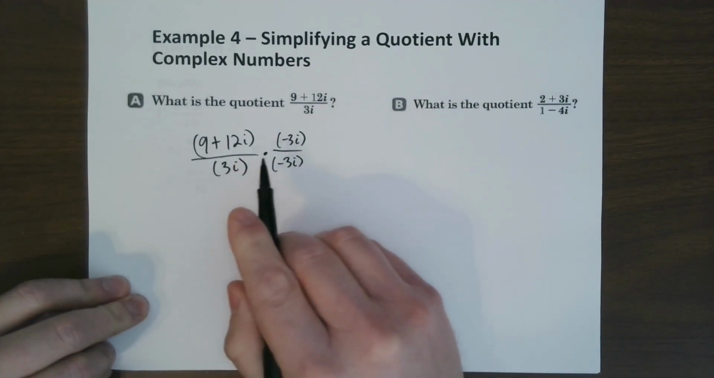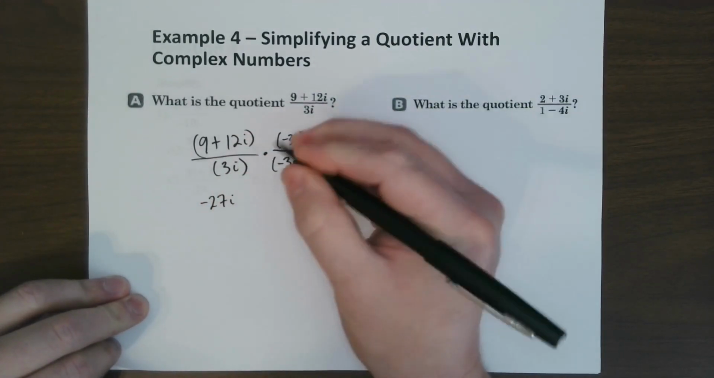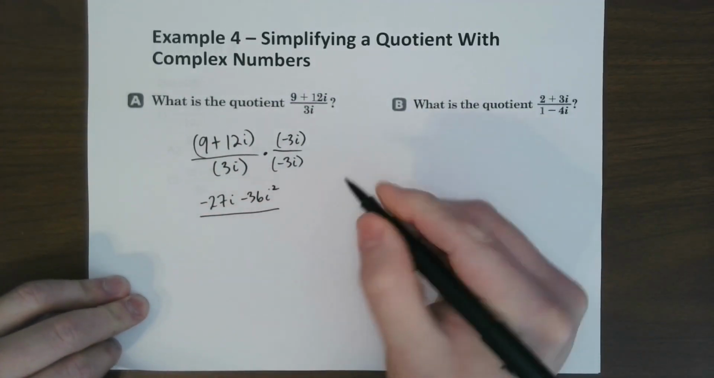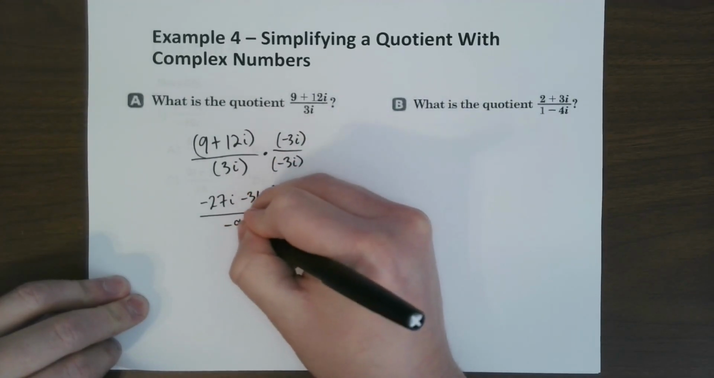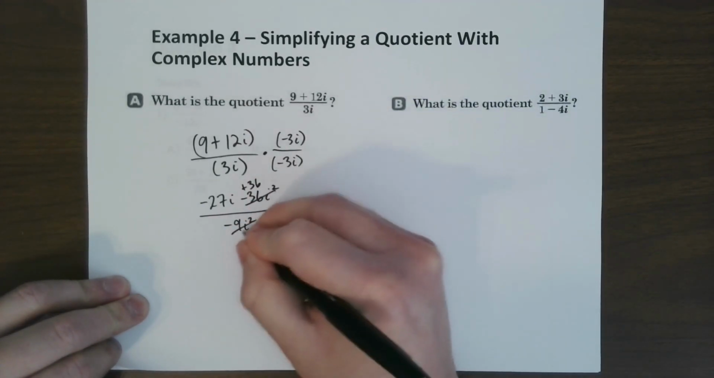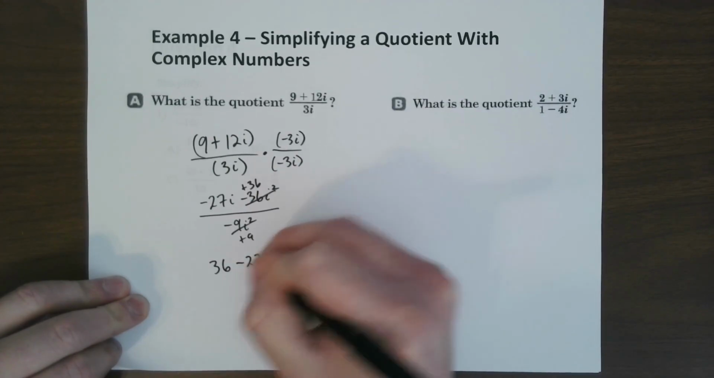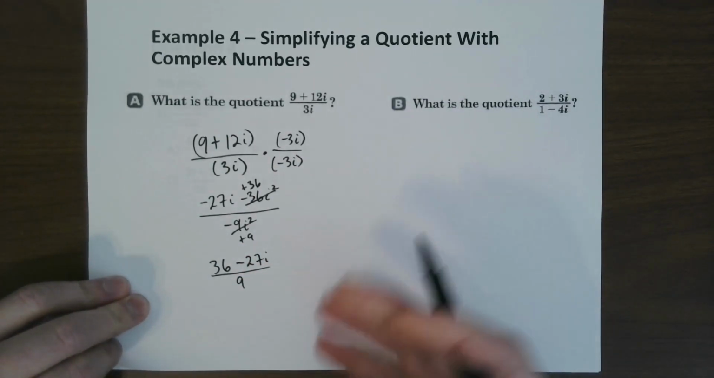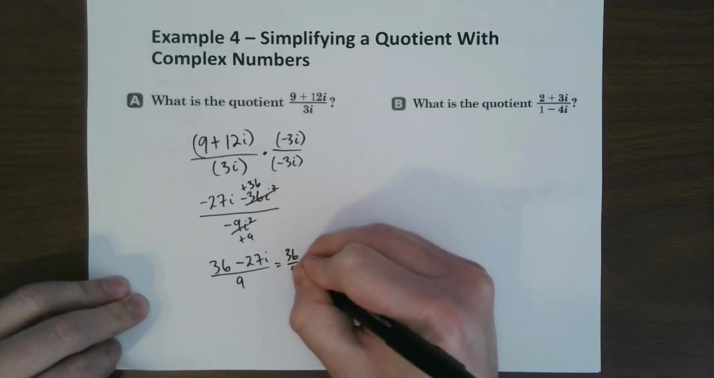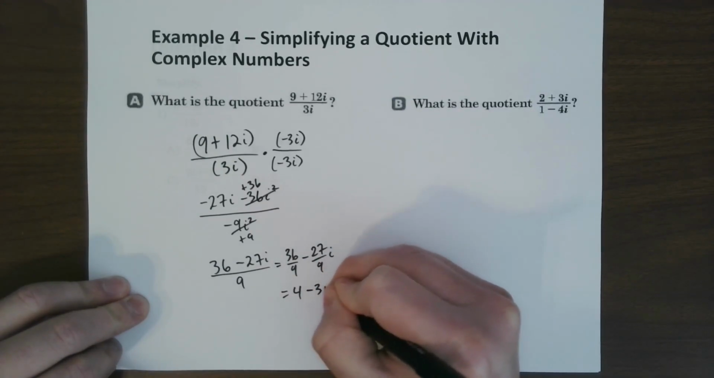You could think of it as like 0 plus 3i and 0 minus 3i. It's the same thing. Now we're going to go ahead and distribute this. So I get -27i minus 36i squared. I just distributed the top. And now the bottom, we just get -9i squared. And now anywhere there's an i squared, we're going to change the sign. So 36. This is +9. So I'm going to rewrite it in the correct order. 36 minus 27i over 9. Now, we're not done yet because these can actually reduce. So I'm going to go ahead and separate that as 36 over 9 minus 27 over 9i. So we get 4 minus 3i, and that is our answer.